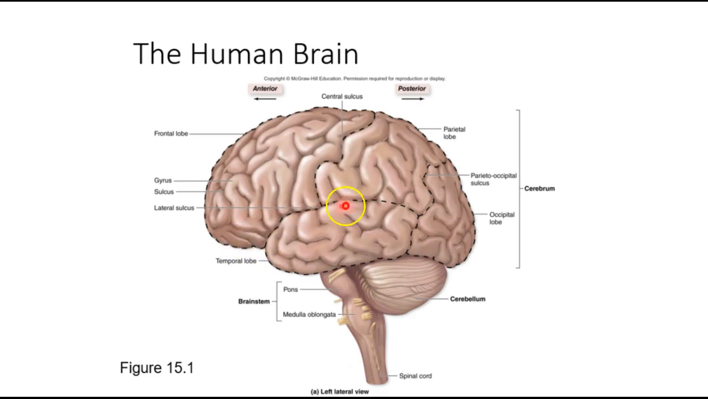And then the temporal lobe has this division between the temporal lobe and the frontal and parietal lobes, and that's actually going to be the lateral sulcus or lateral fissure. It's actually quite a bit deeper than your typical sulcus, so some people will refer to that as a lateral fissure rather than a lateral sulcus.